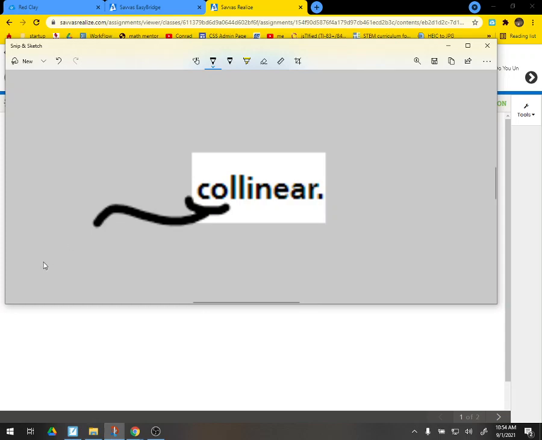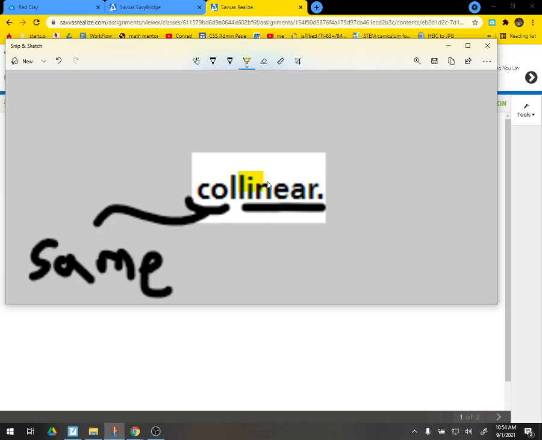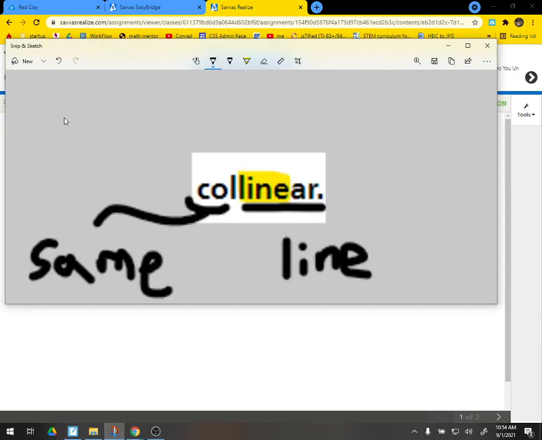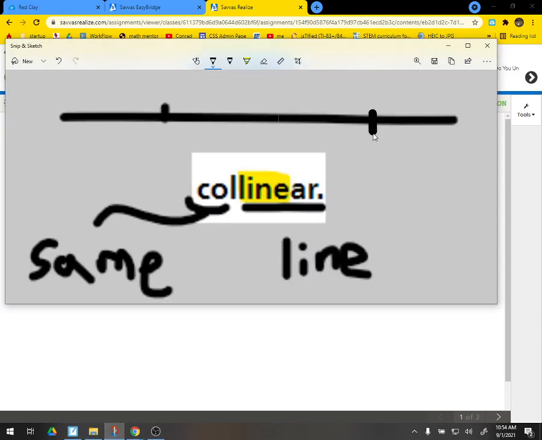Co. What does co mean? Same. Linear. What does linear mean? Linear means line. This literally means same line. Two points are collinear if you've got a line and they're both on that line. So like we would say A and B right here are collinear, but C is not collinear. That's all that means.